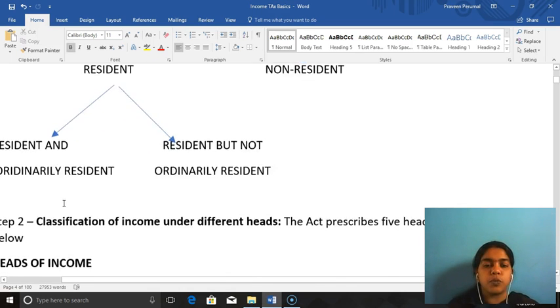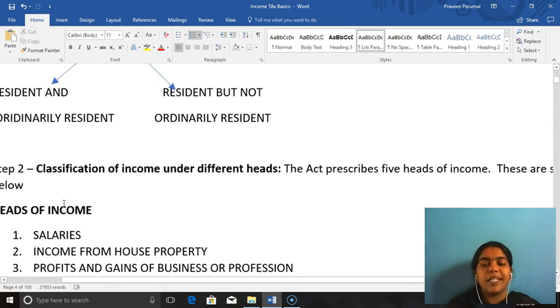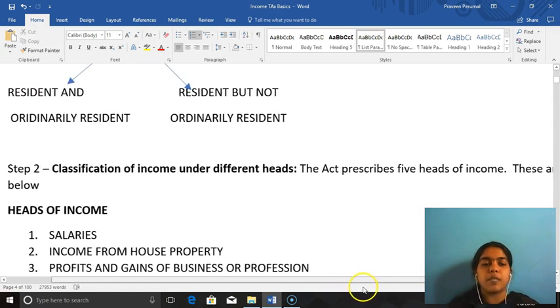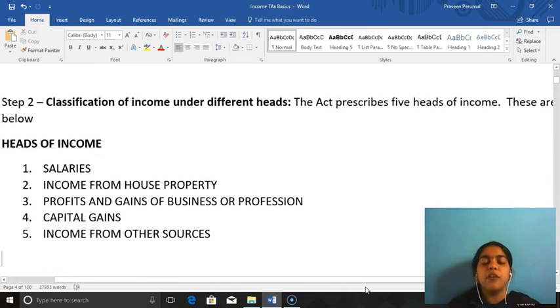What is step 2? Classification of income under different heads. So income is of various heads. The Act prescribes 5 heads of income. These are all shown as below. So the first step is to ascertain the heads of income and find out the income deriving from each of these 5 heads. There are broadly 5 heads and we have to find out what is the income coming from each of the 5 heads and find out the total income in the next step.